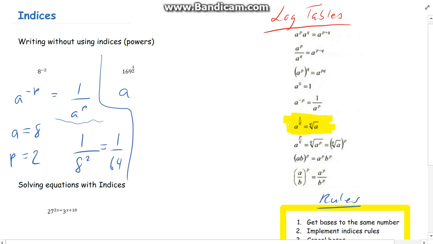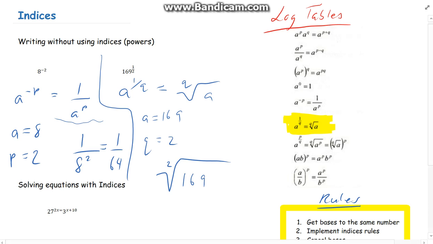Okay, so I'm going to write out my formula, a to the power of 1 over q equals the q-th root of a. In this question I know my a is equal to 169, because that's in that place, and I know my q is equal to 2. So I fill it into my equation, so I'm going to have the square root of 169, and you know that is actually a square root, because it has the 2 in there. You can put it into your calculator by all means at this stage, but you should know the square root of 169 is equal to 13.